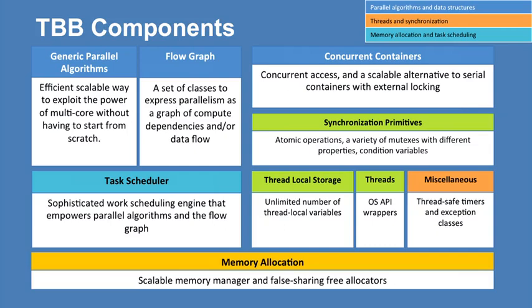There's memory allocation. I highly encourage you to take a look at the memory allocator for TBB. A thread-aware memory allocator can improve your performance. If you're doing memory allocation and you don't have a thread-aware memory allocator, the first thing you should do is run out, grab TBB, and use its memory allocator.